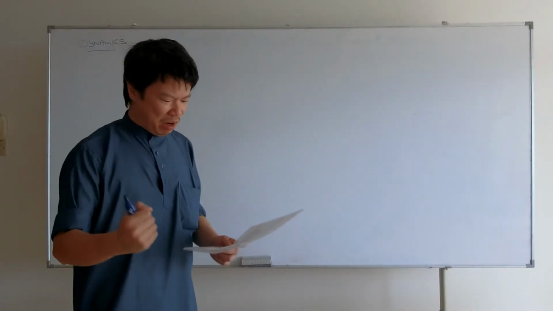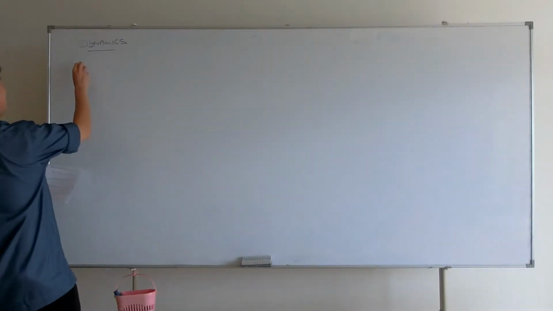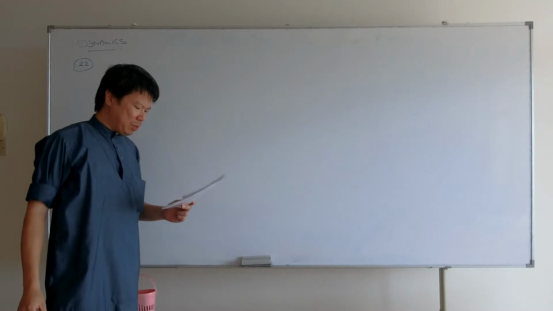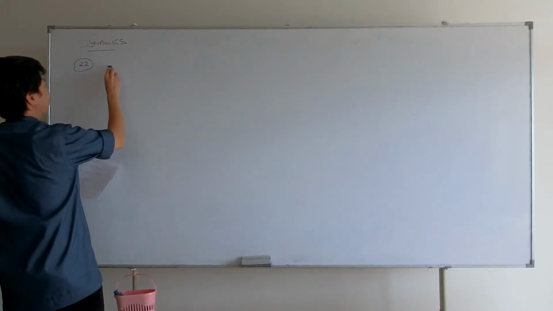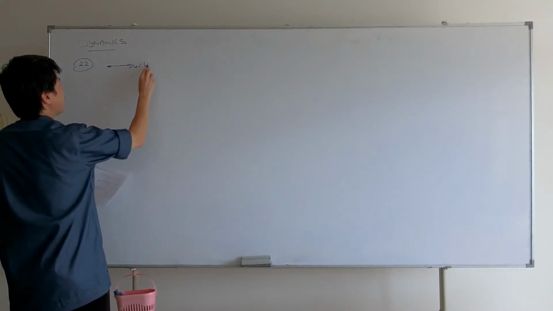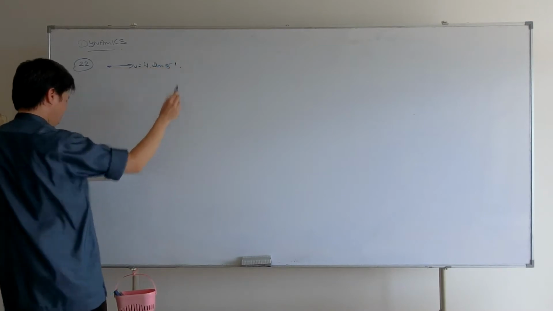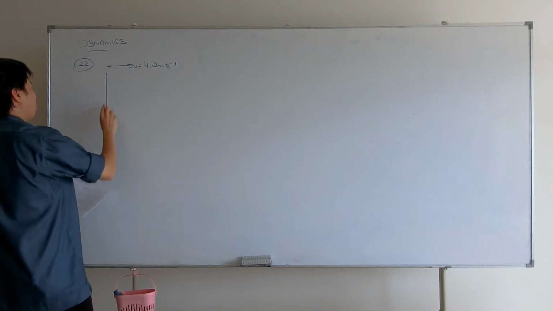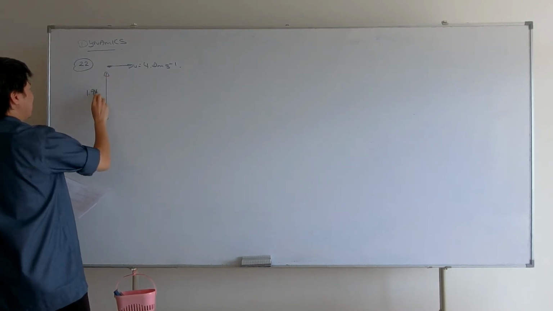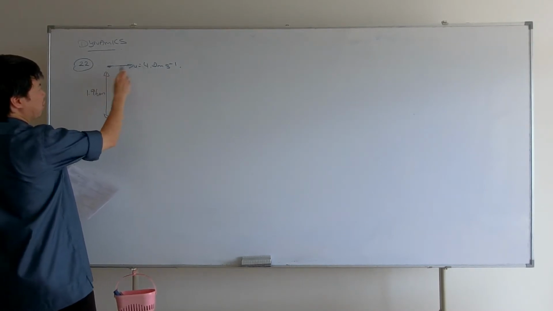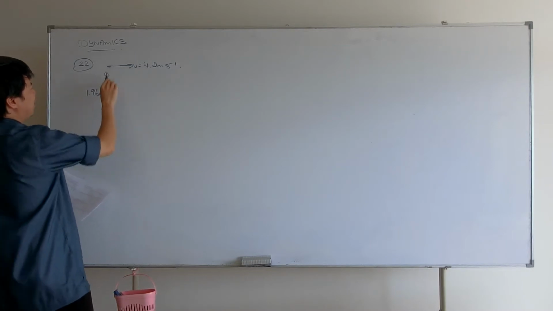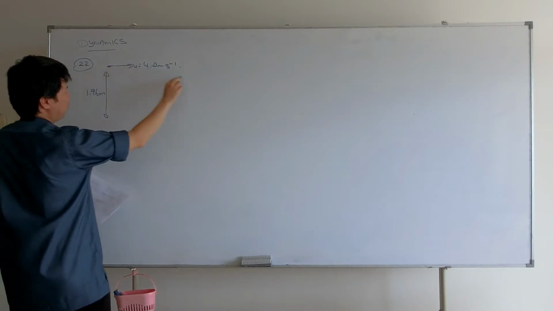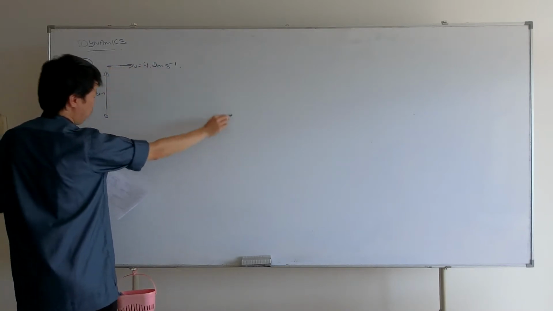Answering question 22. You've got a small ball thrown horizontally with a speed of 4 meters per second, so u is equal to 4 meters per second. It falls through a vertical height of 1.96 meters. But do remember, it has horizontal velocity, which means it's not going to fall only vertically, but also move in a parabolic motion.